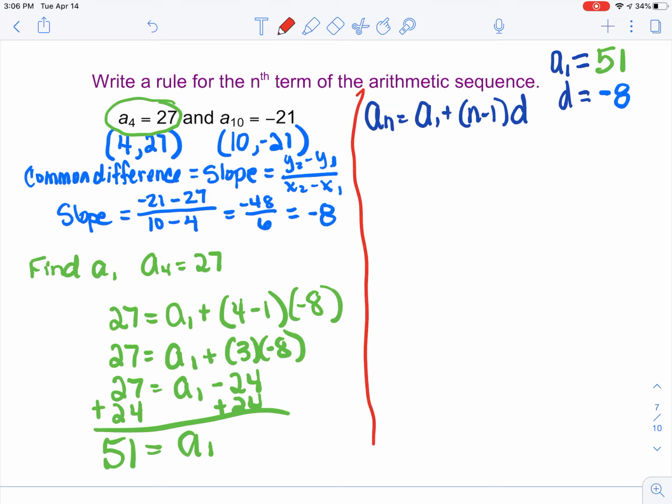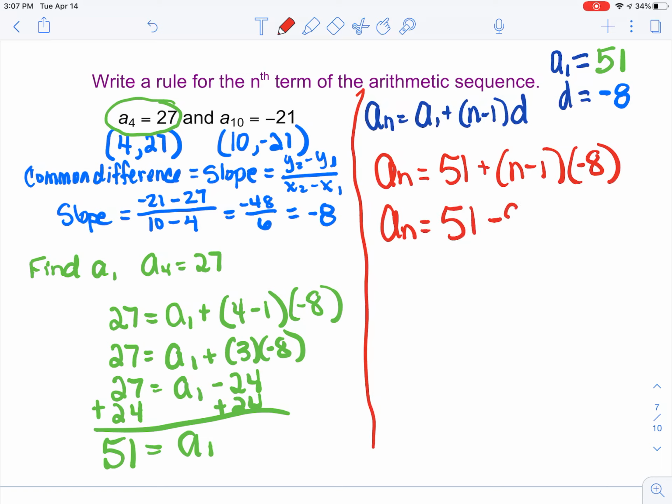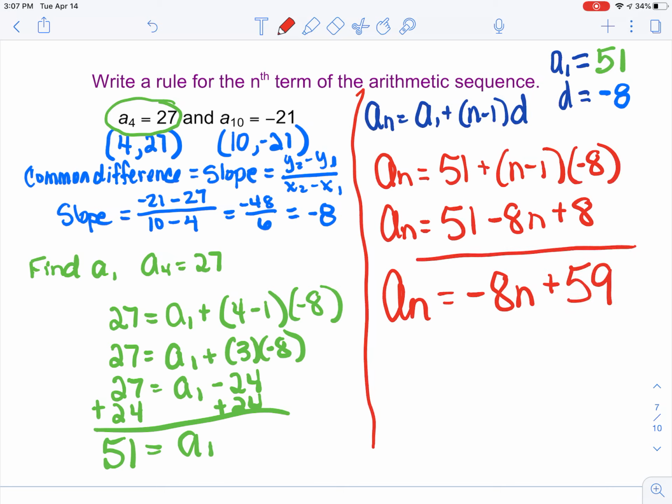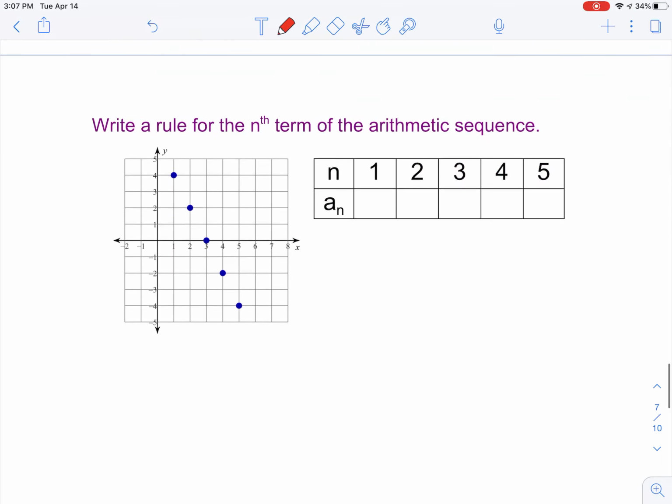Woohoo! Now we can find our rule finally. Here comes our rule. Remember, the n's stay there. A sub n equals my first term, 51, plus n minus 1 times negative 8. Distribute that negative 8. So I have 51 minus 8n plus 8. So here's my rule: a sub n equals negative 8n plus 59. Since I have that rule, I could now find any value I want. If I want the 1,000th term, all I have to do is plug in 1,000.